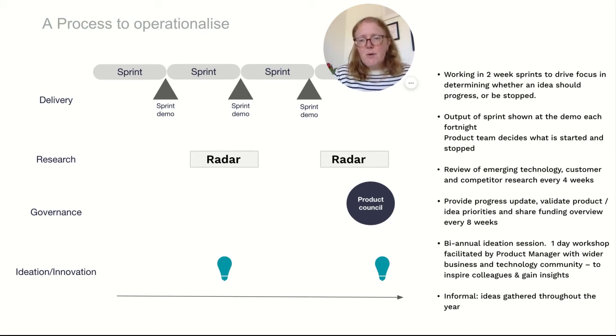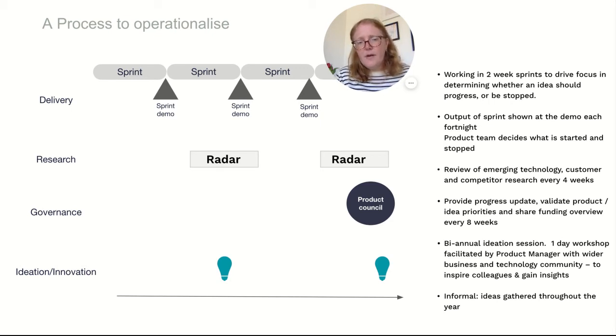The next swim lane down is the governance, which we'll cover in the next module in more detail. But here, effectively, is a product council, which is where you provide updates and validate the product priorities, and then you share a funding overview. And that tends to happen every 8 weeks.